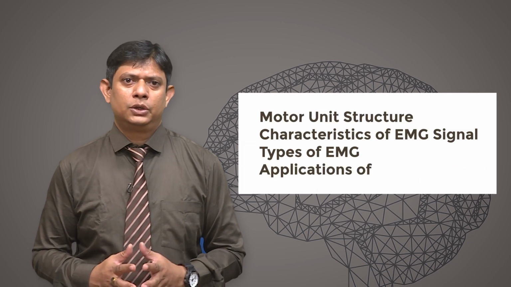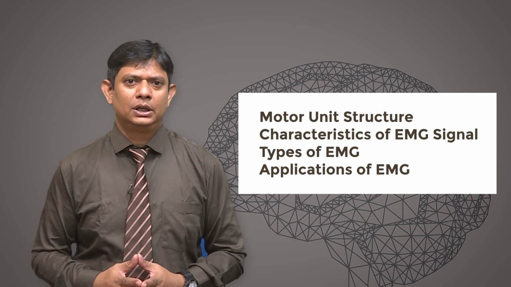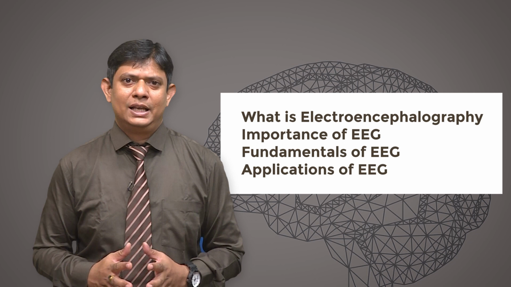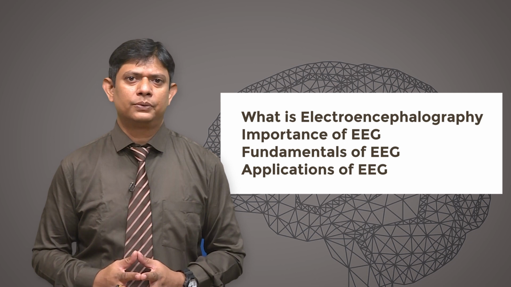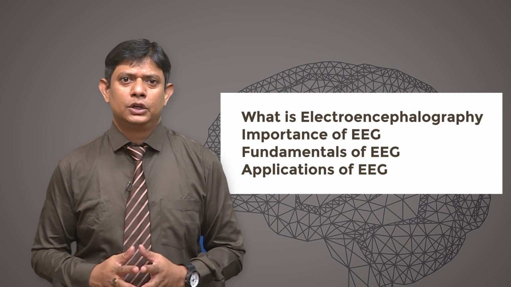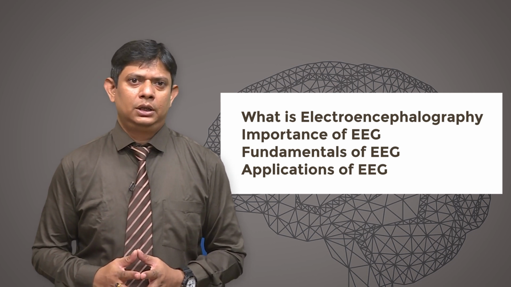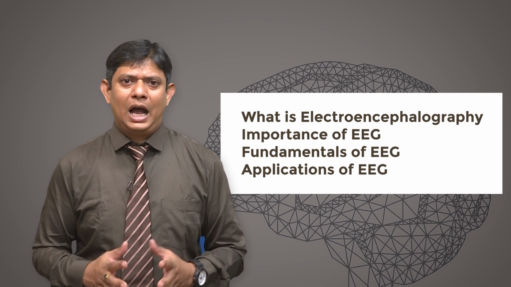In this, we will be covering the topics: motor unit structure, characteristics of EMG signal, types of EMG, and applications of EMG. In electroencephalography, we will be covering what electroencephalography (EEG) is, highlighting the importance of EEG in understanding brain functions and diagnosing neurological disorders. Then we will discuss the fundamentals of electroencephalography and the applications of electroencephalography. Now, let us move on.